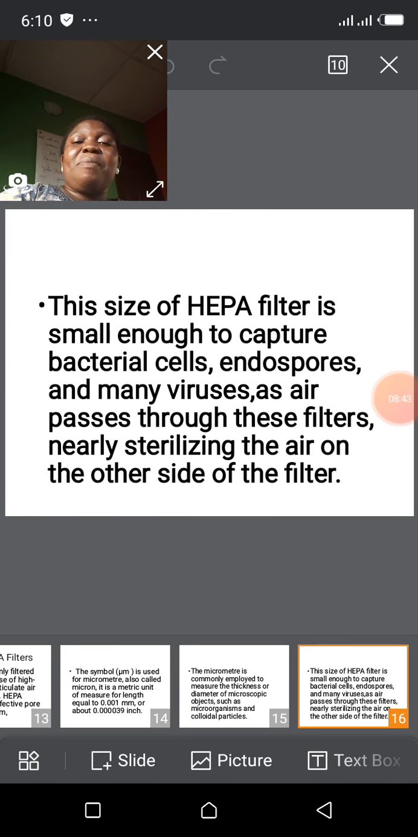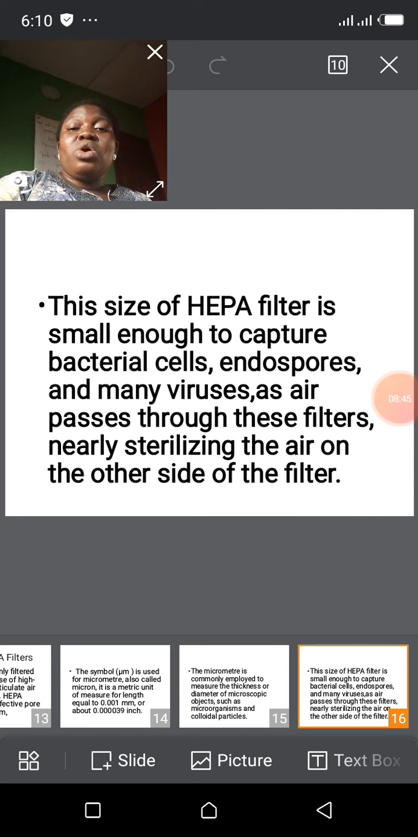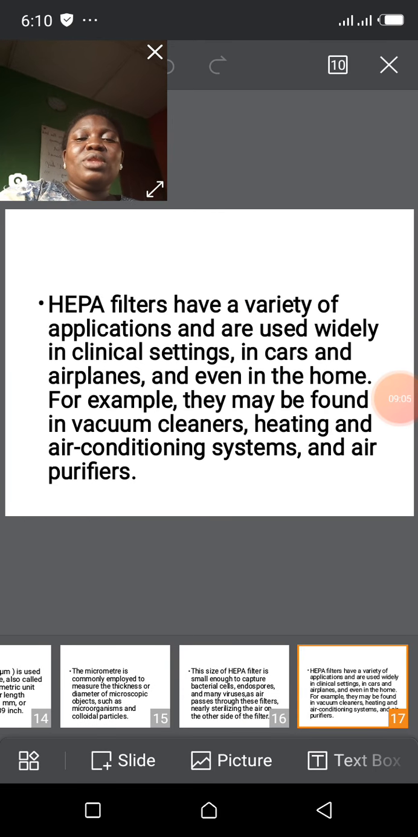And the size of the HEPA filter is small enough to capture bacterial cells, some endospores, even some viruses. As air passes through this filter, it will remove the majority of these microorganisms, bacteria, viruses, and their endospores, thereby helping to filter and keep the air free of microorganisms.